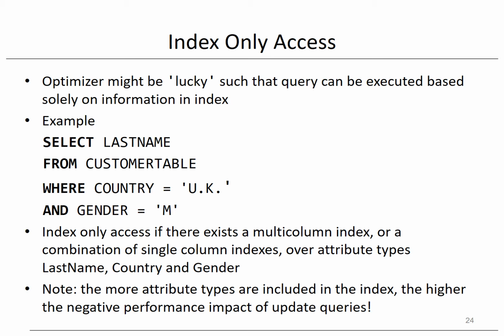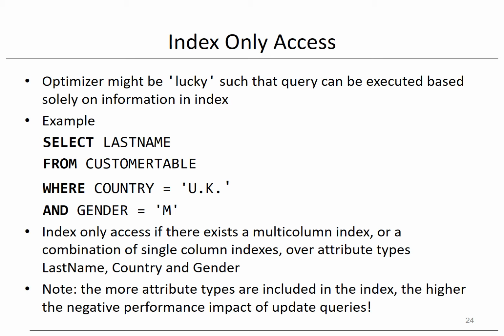If there exists a multi-column index or a combination of single-column indexes over the attribute types last name, country, and gender, then the data in the index or indexes suffices to yield the query result. In that case, access to the actual data rows can be avoided. This is especially efficient if the data rows consist of many attribute types and take much more time to retrieve than index entries.